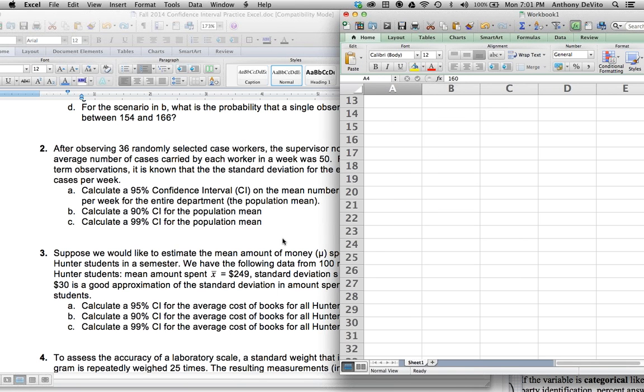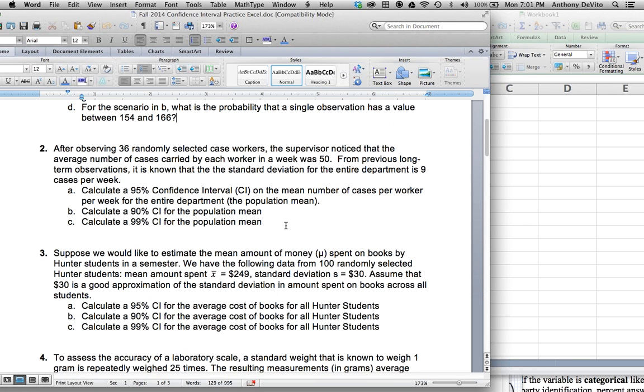After observing 36 randomly selected caseworkers, the supervisor noticed that the average number of cases carried by each worker in a week was 50. From previous long-term observations, it is known that the standard deviation for the entire department is 9 cases per week. Calculate a 95% confidence interval for the mean number of cases per worker per week for the entire department.